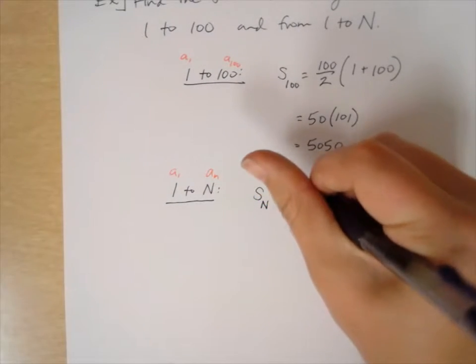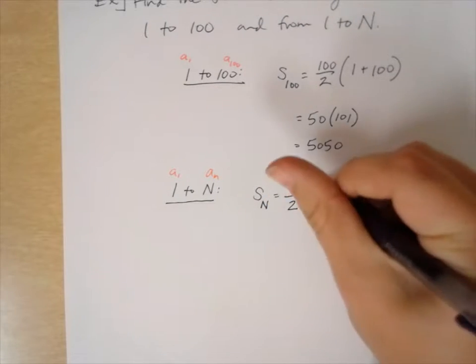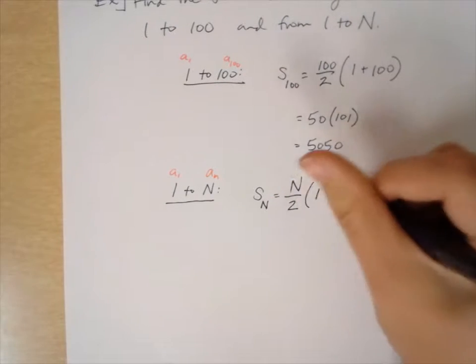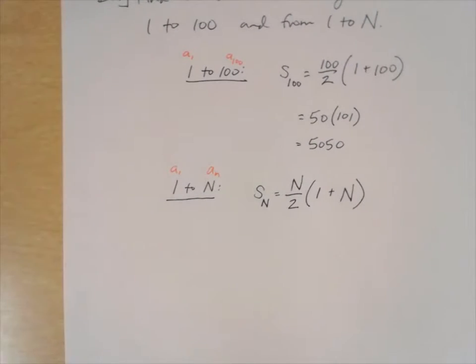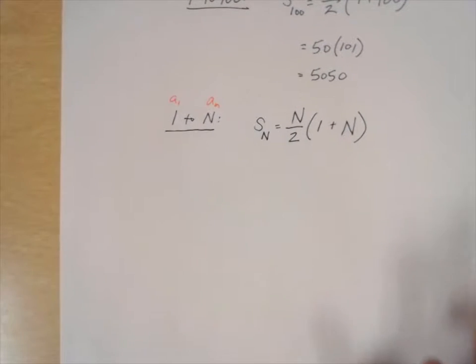is N over 2, outside our first term 1, plus big N. And that's really it. You could substitute, distribute here and get N over 2 plus N squared over 2, but it's really not that necessary. This is our answer.